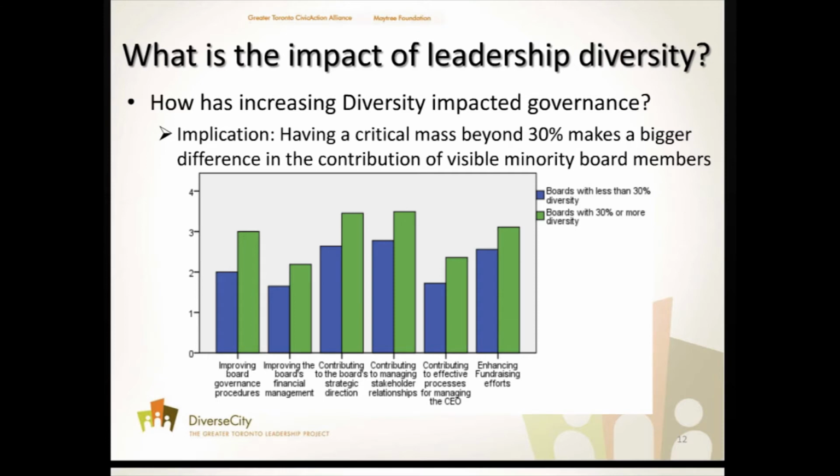But when we take this same question and break it down into subgroups, which is to say boards with less than 30% diversity versus those that have developed what we would call a critical mass of diversity, those with 30% diversity or greater, we see that the impacts of diversity are perceived and recorded as much higher in the higher diversity group. So if we think of diversity overall as having an impact on governance along these lines, the strategic direction of the organization, managing stakeholder relationships, etc., we can see that the groups with 30% and above, those that have reached a critical mass of diversity in their organization, are actually reaping significantly higher benefits.